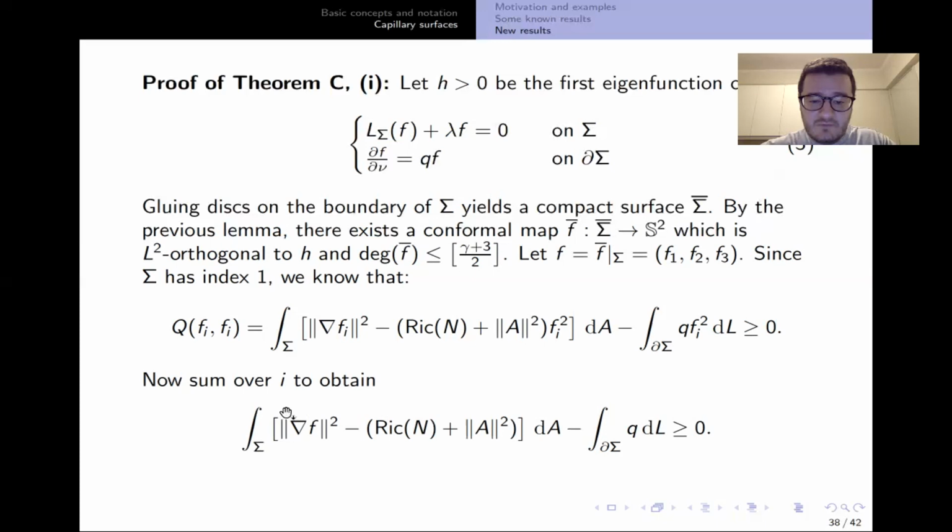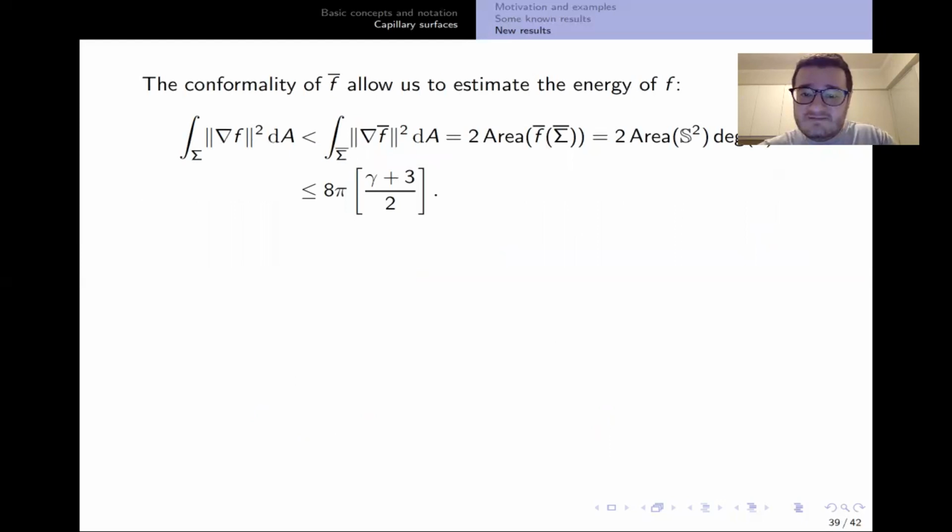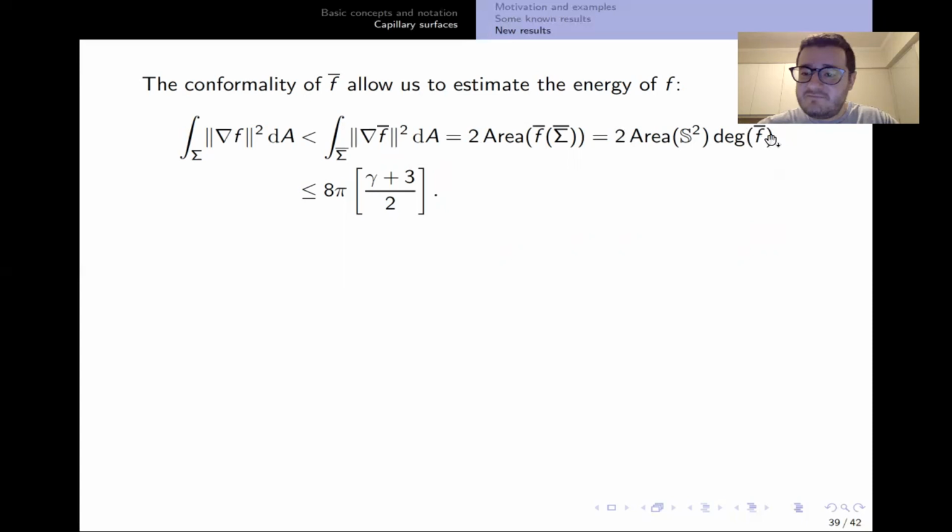We are assuming some hypothesis on the Ricci curvature of the ambient manifold. And so we have to control this energy term here, the L2 norm of the gradient of F. So how do we do this? We use the conformality of F bar. This integral here is, of course, less than this integral over sigma bar. And by the conformality of F, this is equal to 2 times the area of the image, which is 2 times the area times the degree of F by usual differential geometry. And we know that the degree of F is bounded above by the topology of sigma. So we have this bound for the gradient.